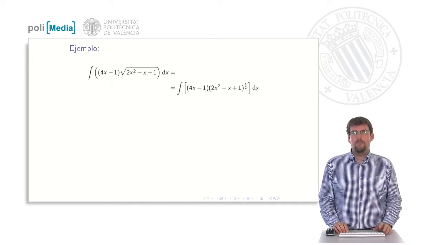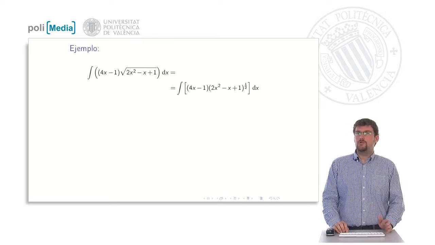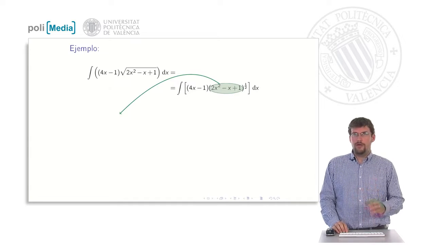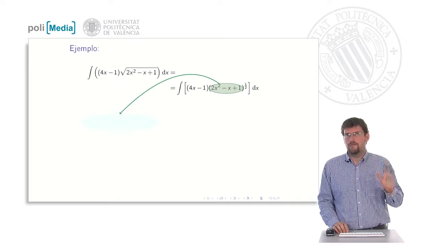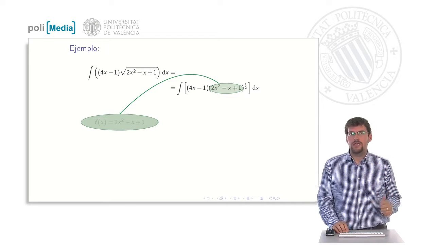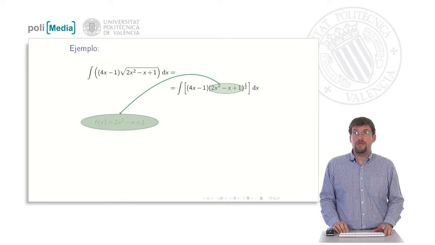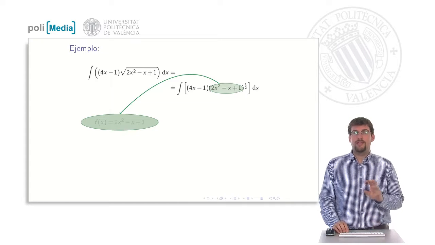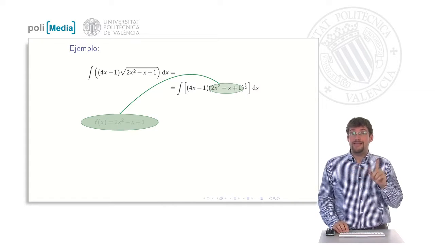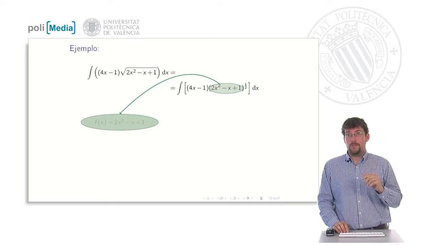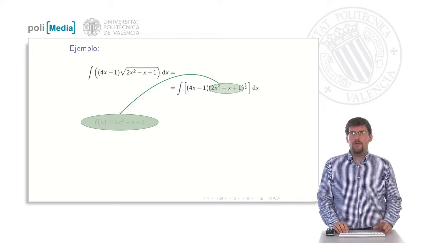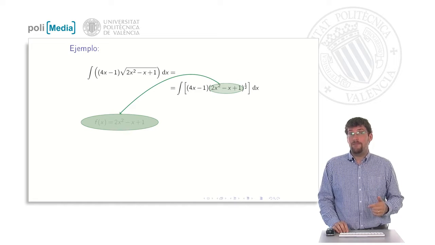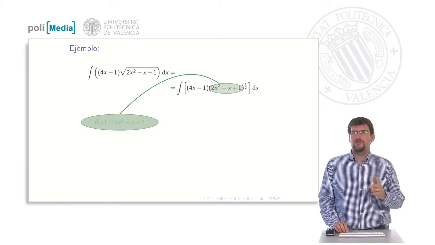We notice the polynomial 2x squared minus x plus 1, which is highlighted with green. We can write it as a certain function. Let's call it f of x equals 2x squared minus x plus 1. And then we realize that it would have that function raised to 1 divided by 2. But on top of that, it would be multiplied by 4x minus 1. If we observe the function, we now realize that when deriving f, we get exactly 4x minus 1.